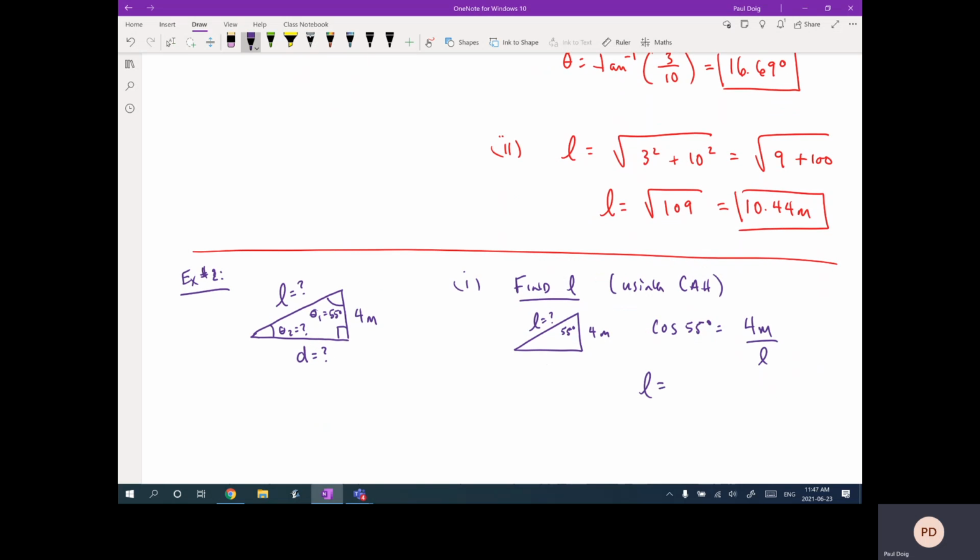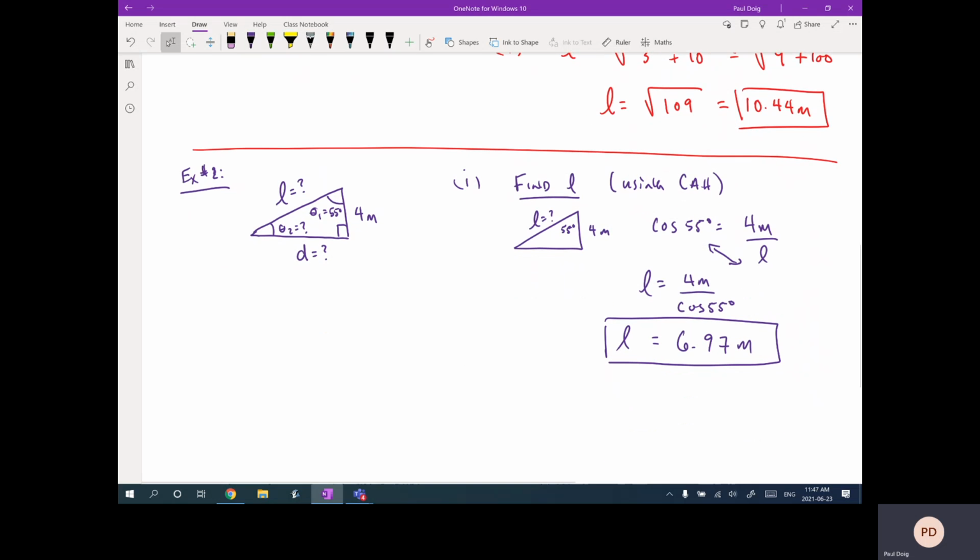If I rearrange that, put the L up and the cosine 55 whole thing down, L is 4 meters divided by the cosine of 55 degrees. And so the length of this ramp is 6.97 meters. All right, so that's the length of the ramp right there. So we found the length of the ramp.